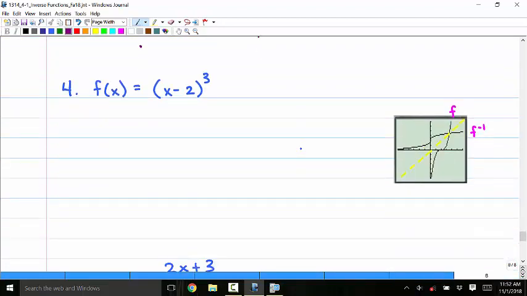Number 4. I'm giving you f. You go find f inverse. I'm going to tell you the graph of f is right here. That's f. You're trying to find f inverse. I'm showing you the graph because I want you to make sure that f is 1 to 1. Is it? Yes, it's always increasing. So go find f inverse.